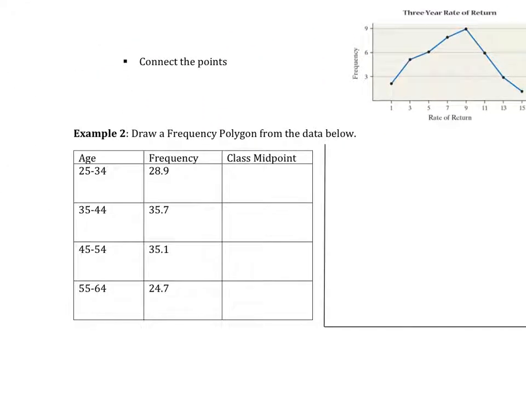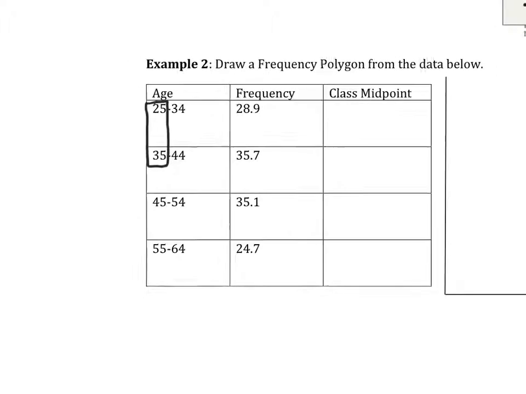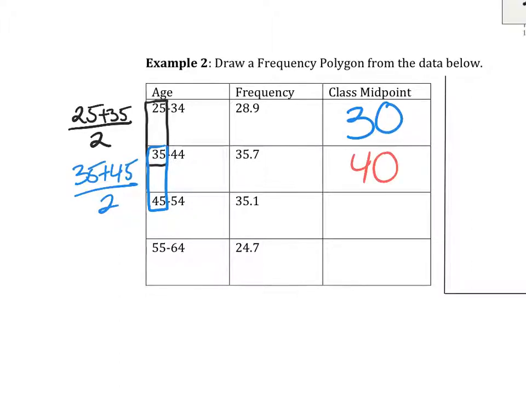All right, so let's do an example. So here I did the classes already and determined the frequency as well. So to find the class midpoint, again, you just take two consecutive lower class limits, and you find the average, or you find the middle of those 2 points. So you would take 25 plus 35 divided by 2, which gives us 30. Then do the same thing for the next 2, so 35 and 45, which will give you 40. Then 45 and 55 gives you 50.